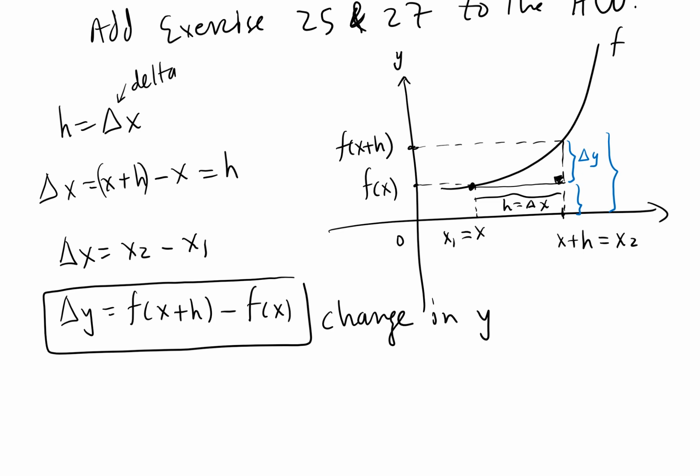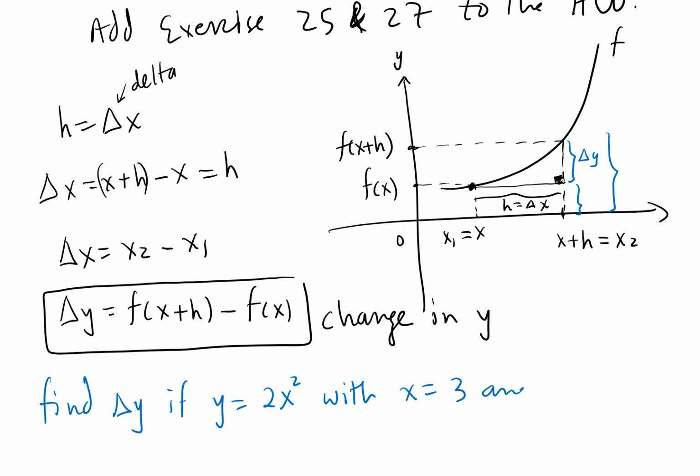So to see an example on this, find delta y if y equals 2x squared, with x equal to 3 and delta x equal to 0.1.